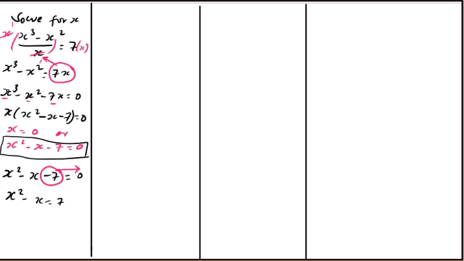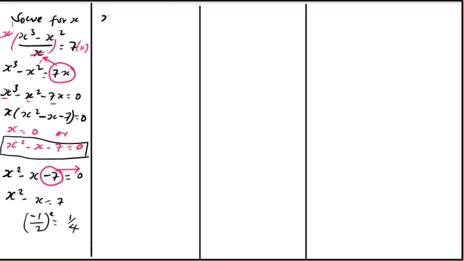Now get the coefficient of this negative x here, which is negative 1. You divide it by 2 and then you square it. The answer is 1 over 4. So this 1 over 4 that we have gotten here, we need to add it to both sides.